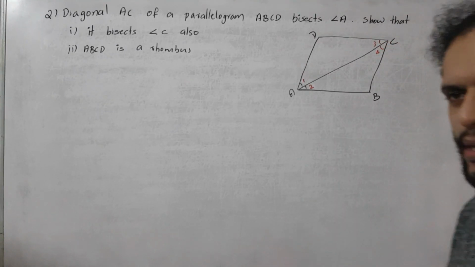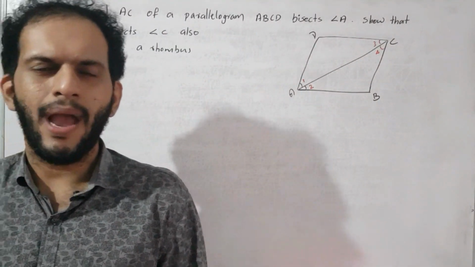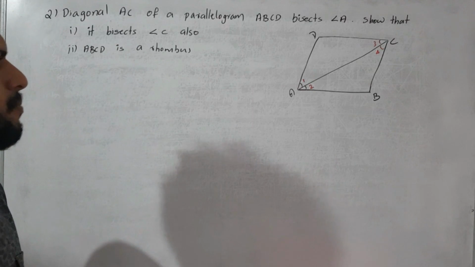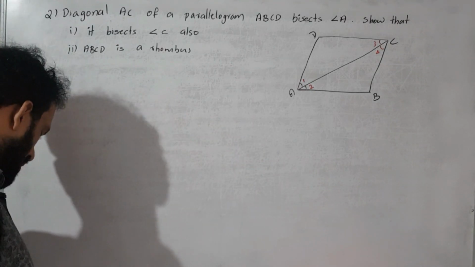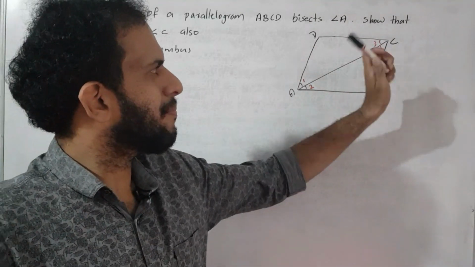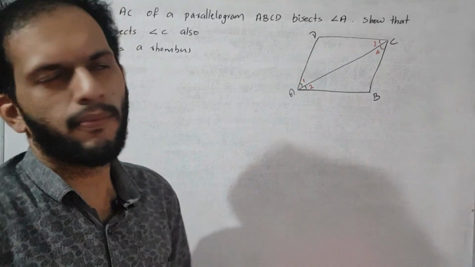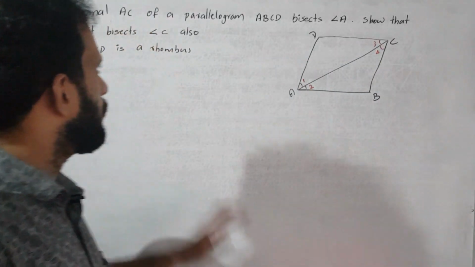Okay, then what we got it here? We got it the result now. Angle 1 is equal to angle 2. Why? Because AC is bisect angle A. Okay, and what we want to get for saying AC is bisect angle C? We want to get the result angle 3 is equal to angle 4. That is the first question.